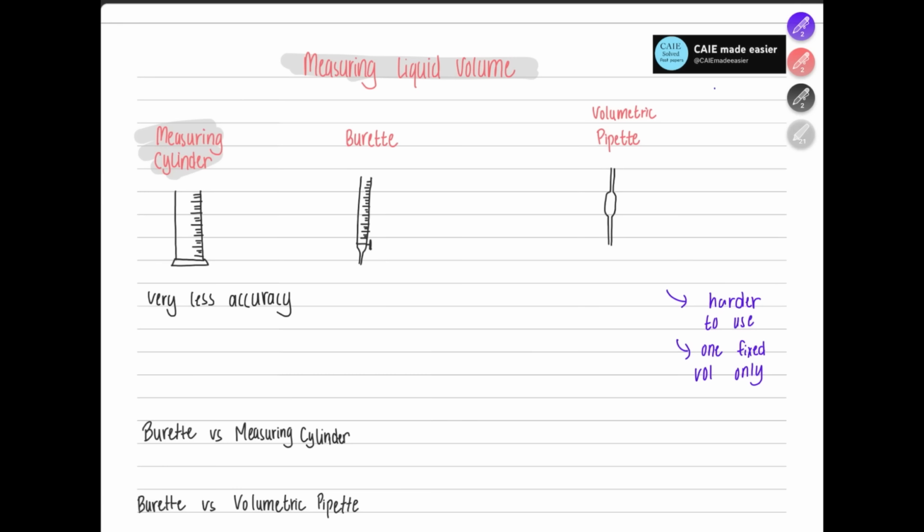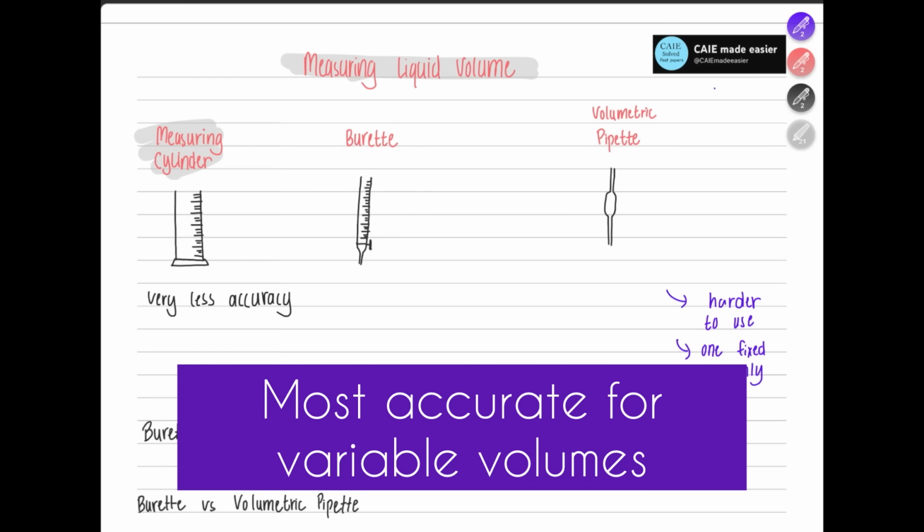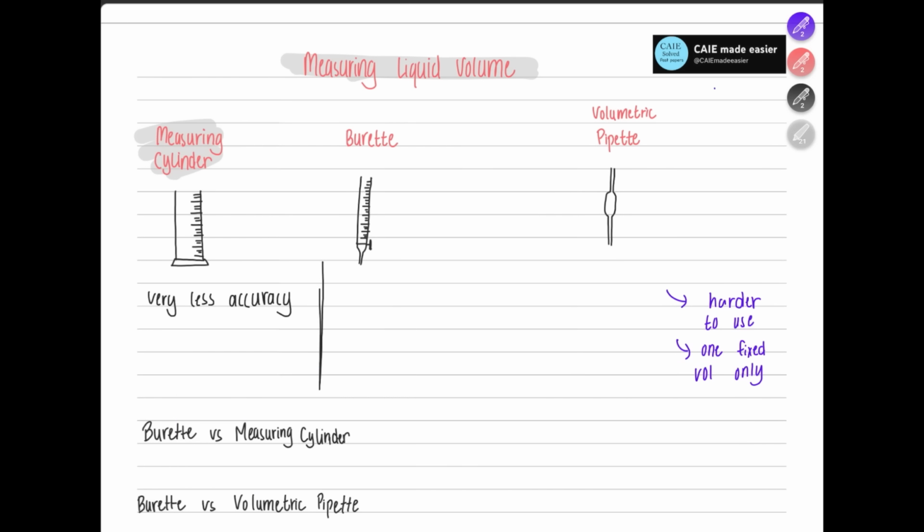For more accurate methods to measure volume, you have either a burette or a volumetric pipette. Now, the burette is the most accurate measuring technique when you have variable volume. You can measure 2, 3, 4, all the way from 0 to 50 centimeter cube. It's very accurate. So if you're asked a question, why is a burette used compared to a measuring cylinder? Remember, burette is more accurate.